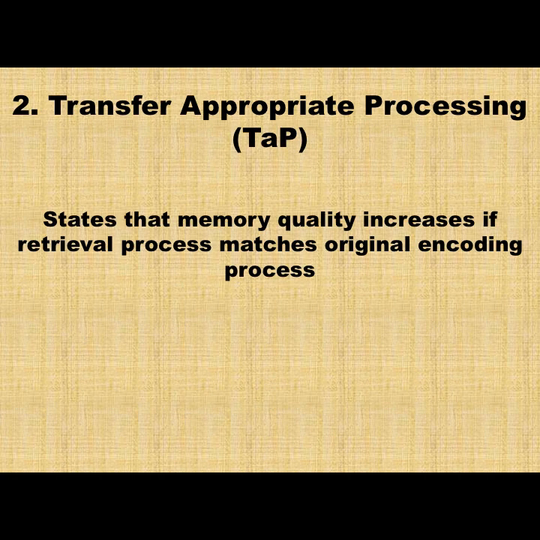Okay, the next model is the Transfer Appropriate Processing Model, also known as TAP. And this states that memory quality increases if the retrieval process matches the original encoding process. This may seem confusing at first, but it's actually pretty straightforward. So here's an example. Let's say that when you're tested on the information in your class, you are going to be tested by multiple choice. So basically, by the TAP model, you should study in a multiple choice format, because that's the same kind of format. So once you take it on the test, your quality of memory will increase and you'll do better on the test because you'll most likely remember more.